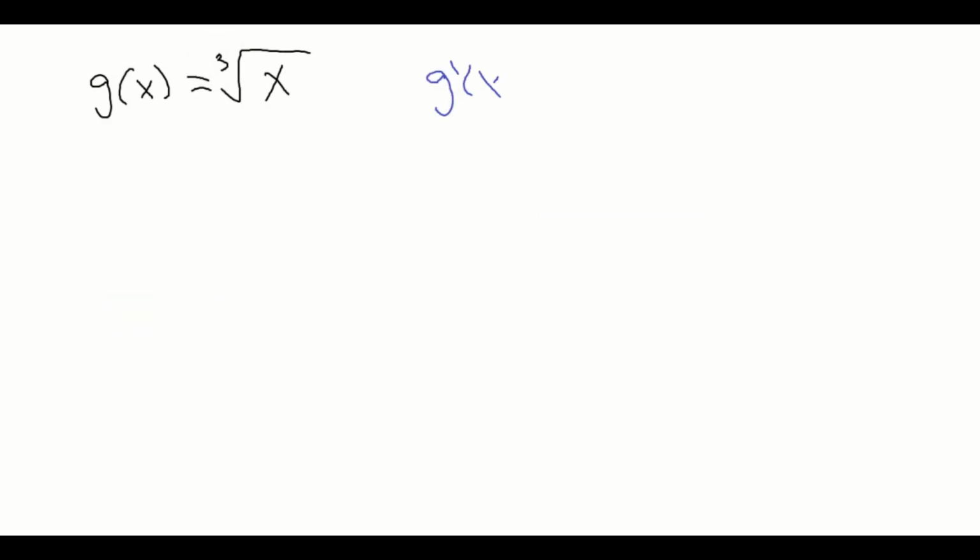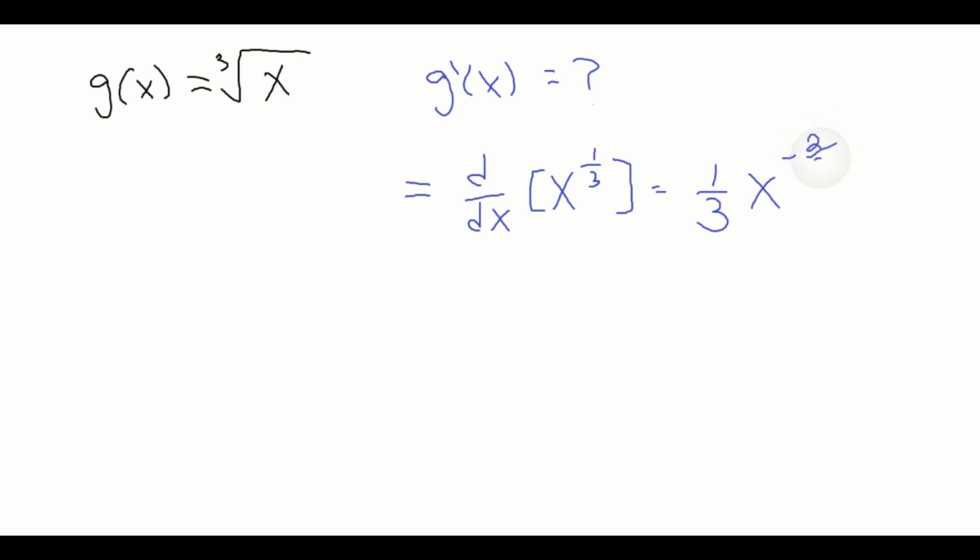Given g of x, what's g prime of x? In many differentiation problems, the first step is to rewrite it in a form where you can use the power rule. We can rewrite this as d/dx of x to the 1/3. Bring that 1/3 down, and then reduce the exponent by 1. 1/3 minus 1 is negative 2/3. And using exponent rules, you can rewrite that as 1 over 3x to the 2/3.